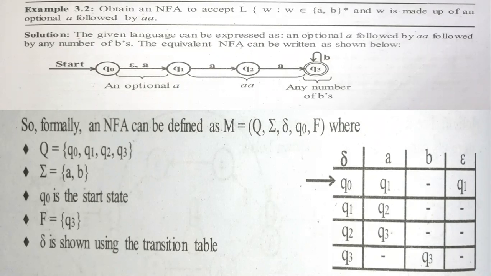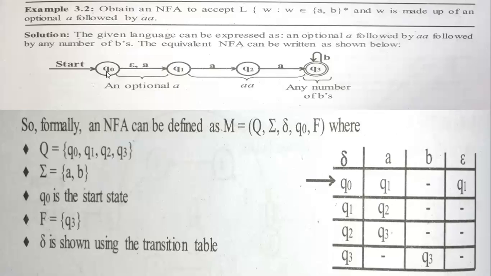See, an epsilon NFA is available for this. Here the minimum string is what? The minimum string is two A's exactly. Along with that, we have an optional A. To handle the minimum string we need 2 states, and to handle the optional part we need 2 states. So 2 plus 2, a total of 4 states we need.